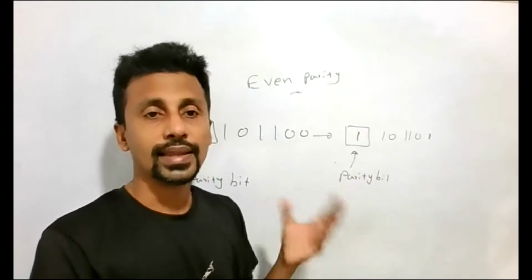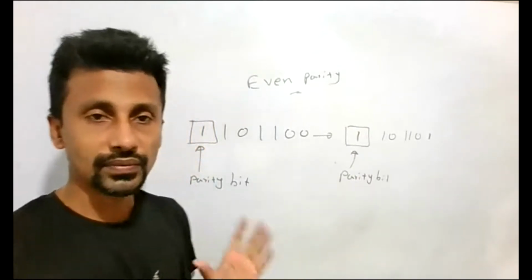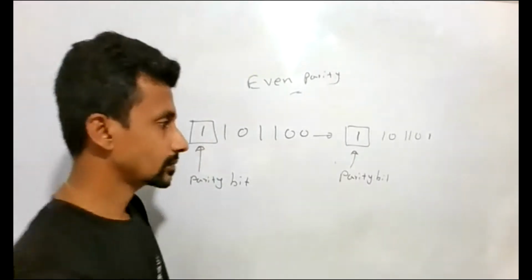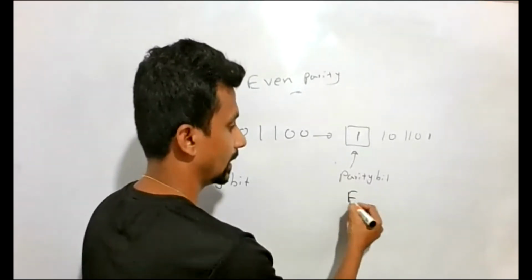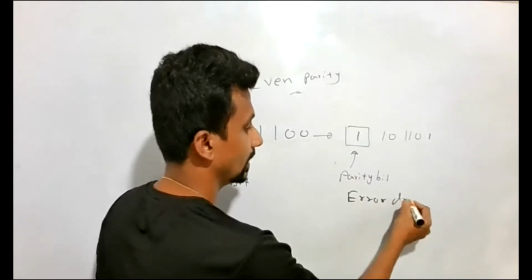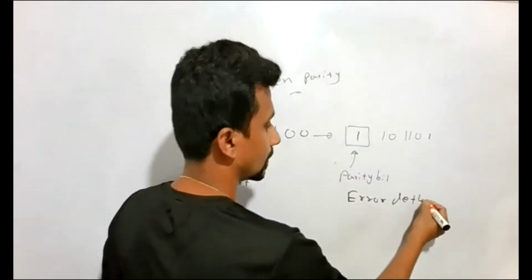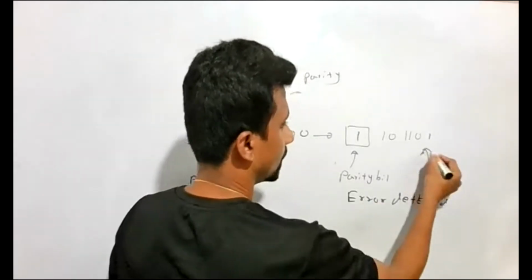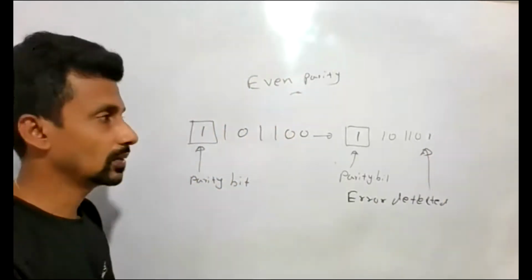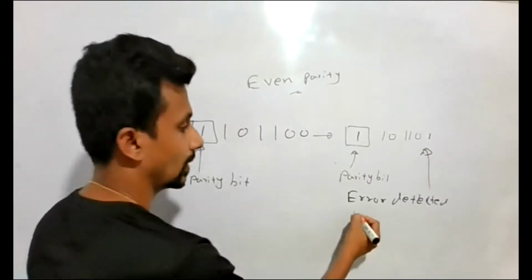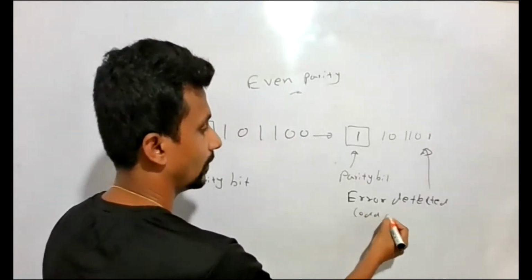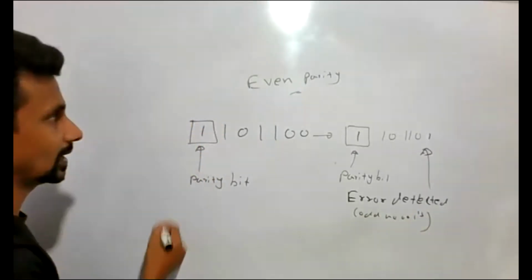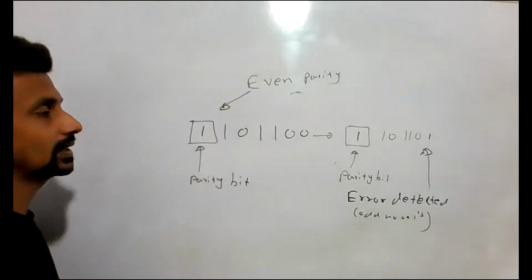That means there's an error. They identify it. So that's how they identify it: error detected. Right here, this side, error detected. From this bit, they detect the error because you get an odd number of ones. Okay, odd number, but we are using even parity here.